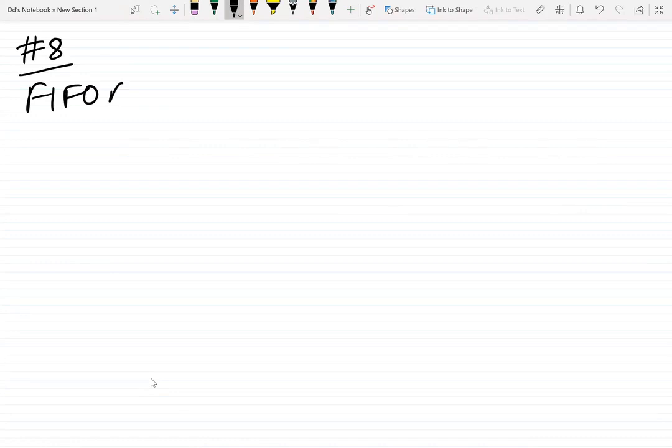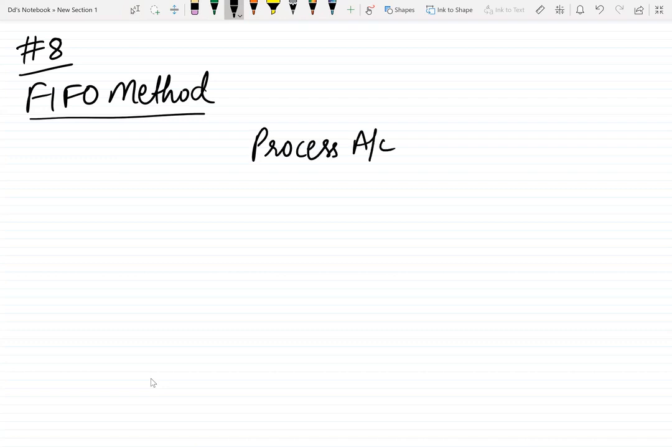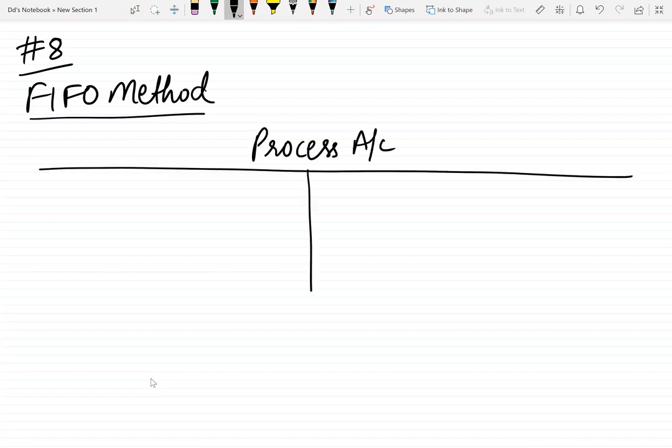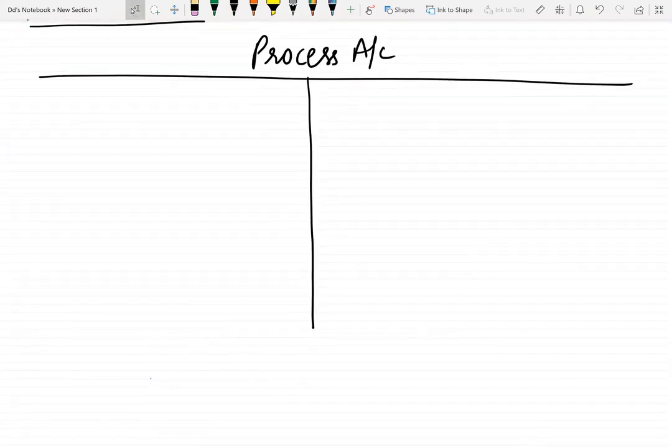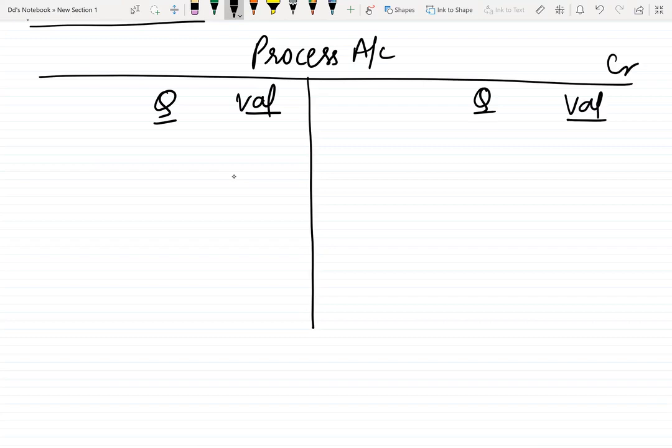Okay. What is asked? Process account. Start with that. Process account. Debit, credit, quantity, value, all that is same. That won't change. Quantity, value, quantity, value. Right.